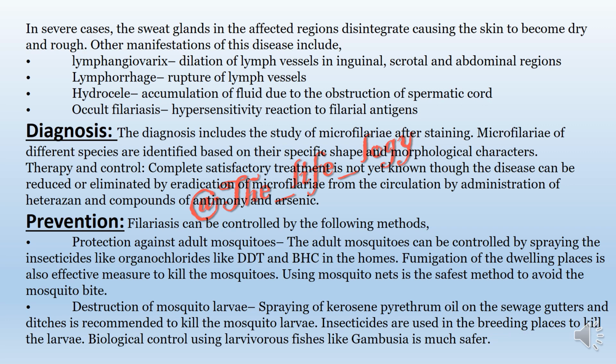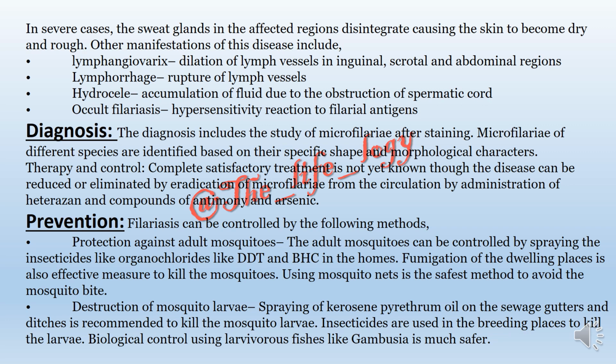After staining, microfilariae of different species are identified based on their specific shape and morphological characters. Therapy and control: complete satisfactory treatment is not yet known, though the disease can be reduced or eliminated by eradication of microfilariae from the circulation by administration of hydrazine and compounds of antimony and arsenic.